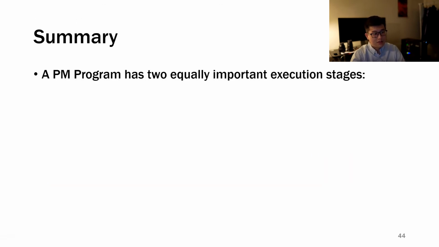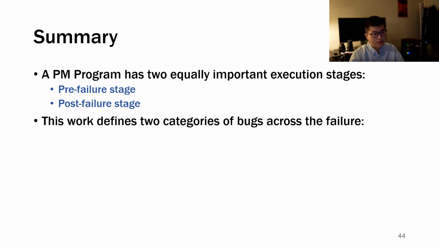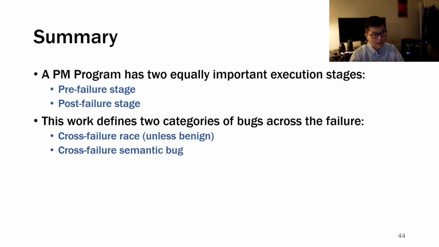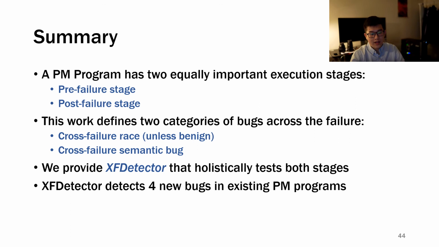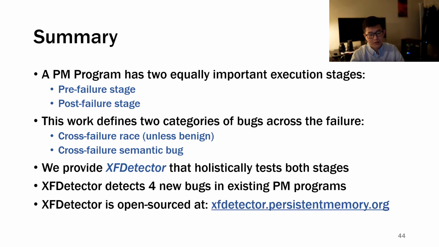So in summary, a persistent memory program has 2 equally important execution stages that are the pre-failure stage and post-failure stage. This work defines the 2 categories of bugs across the failure: cross-failure race, unless it is benign, and cross-failure semantic bug. And we provide cross-failure detectors that holistically test both stages. XFDetector detects 4 new bugs in existing persistent memory programs, and XFDetector is open sourced at the following link.